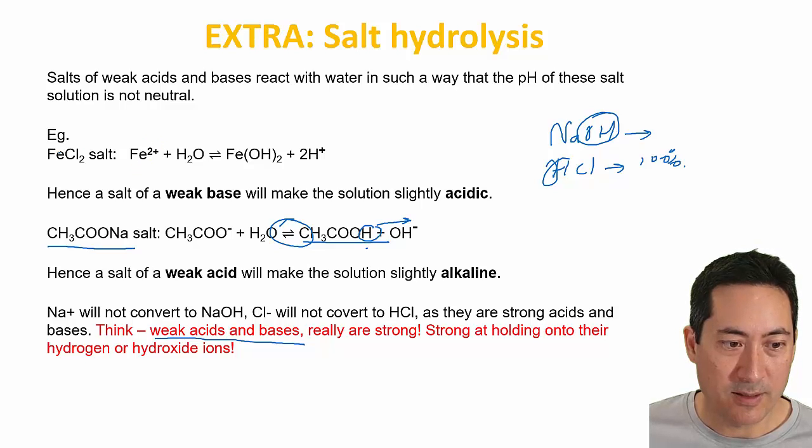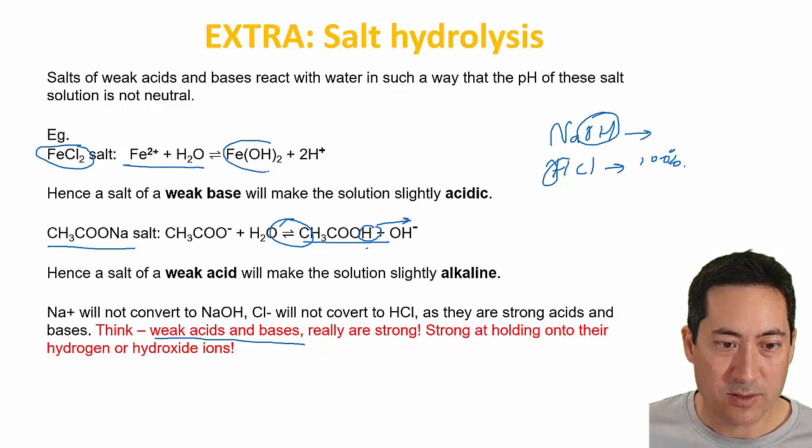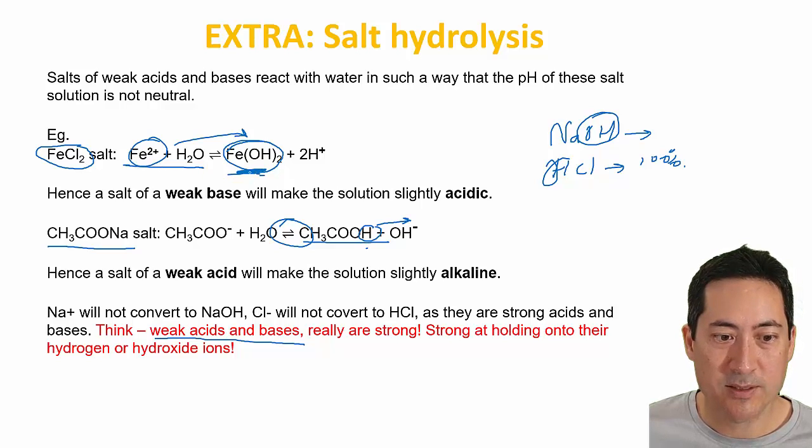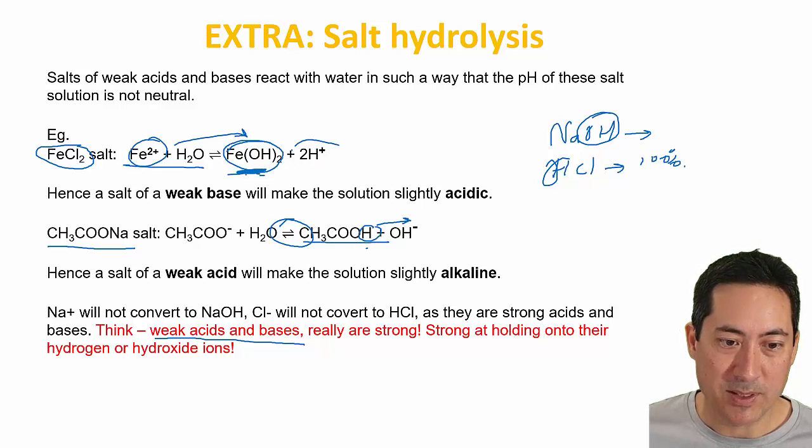So if you add just a neutral salt to water, such as iron chloride, what's going to happen is, because iron hydroxide is a weak base, this iron is actually going to form that weak base because, as I said before, weak bases are actually quite strong at holding onto OH minuses, or weak acids are strong at holding on to H pluses. And so they actually do that. And that means that these H pluses come off and the solution becomes acidic.